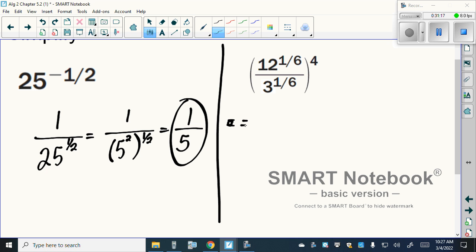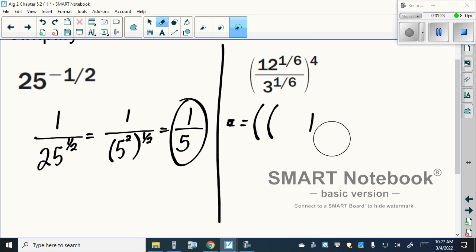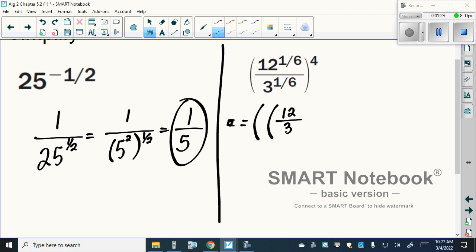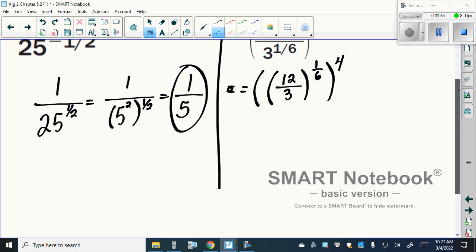Okay, now looking at this one here, it would be nice if I hadn't put that so close, because what we can do is rewrite this as 12/3 to the 1/6, to the 4th. Now it looks like that fractional exponent would reduce with the power of 2 if we rewrote it as 2 squared, yes? But we're also multiplying the 1/6 by what? 4.